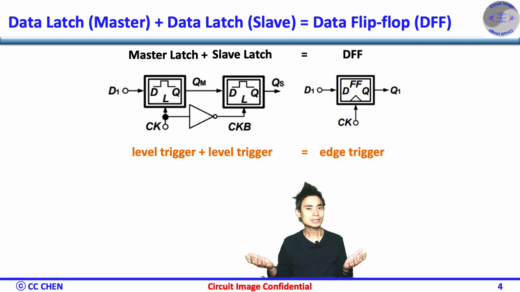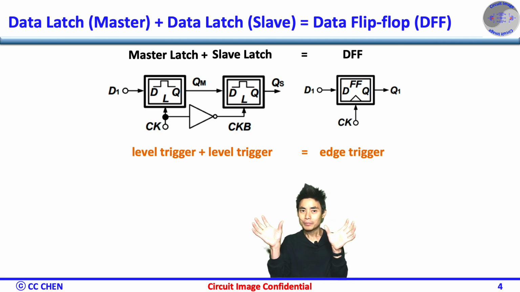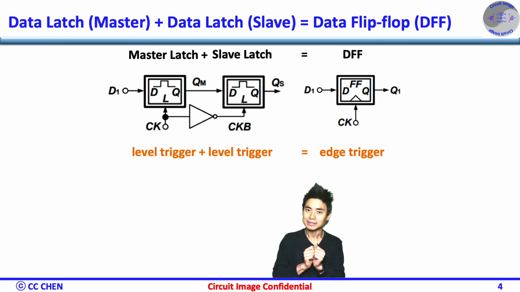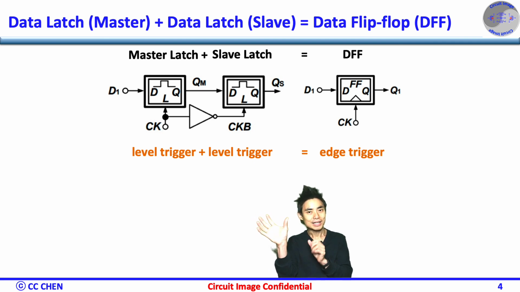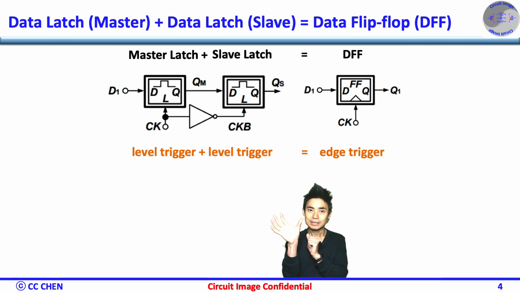However, there's no such thing, but fortunately, it turns out to be very straightforward, just combining 2 D latches to form an edge trigger storage element. The master latch and the slave latch are interconnected, sharing the same clock and data inputs. The output of the master latch is connected to the input of the slave latch, while the output of the slave latch represents the output of the overall sequential circuit.